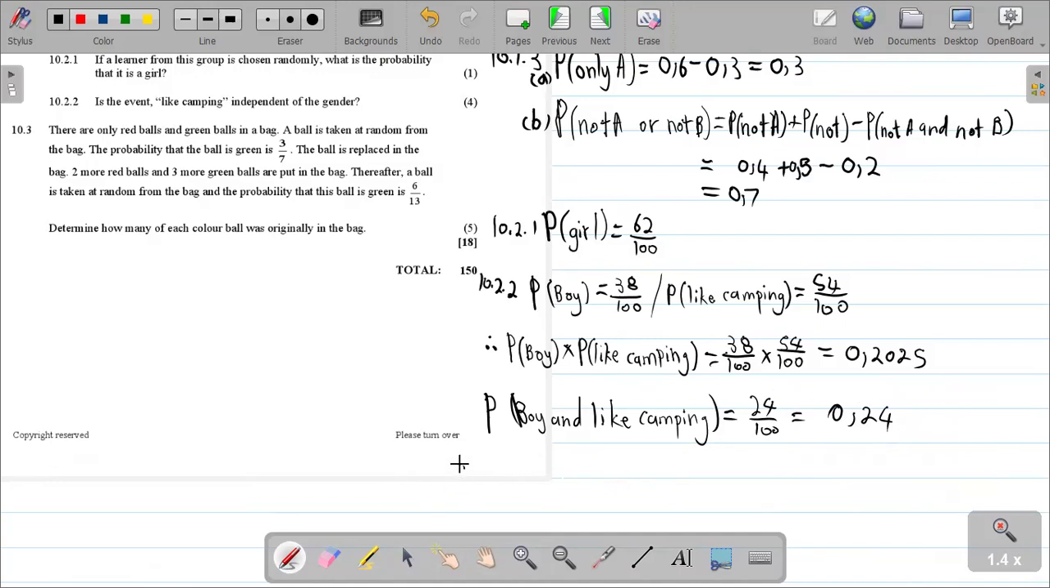So this means, therefore, the two events are not equal. So they are not independent because this is not equal to that. So it means, therefore, the two events are not independent.